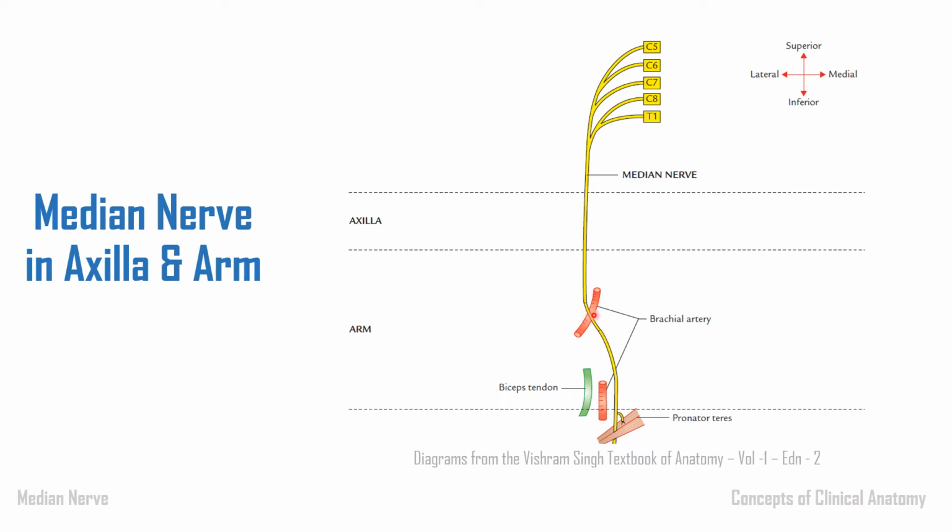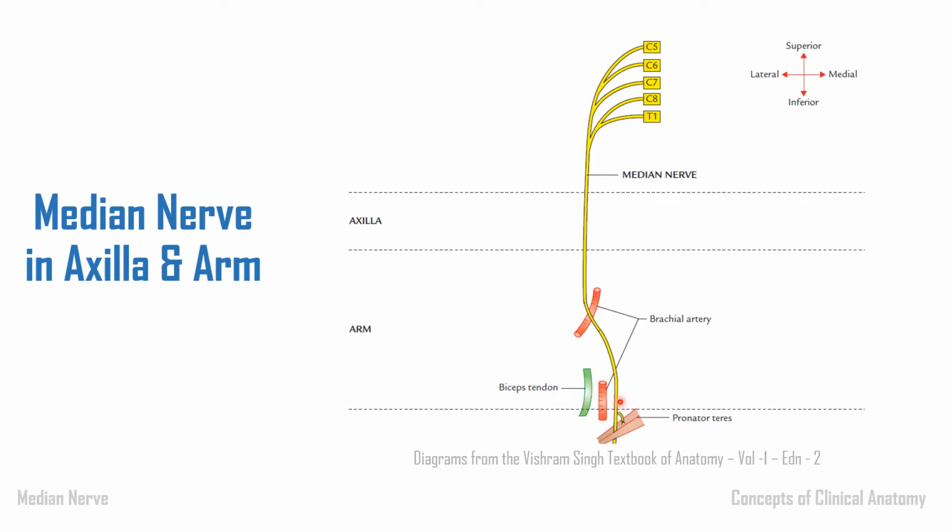In the middle of the arm, at the level of insertion of coracobrachialis, the median nerve crosses the brachial artery in front and comes to the medial side. From lateral to medial, the median nerve crosses at the level of insertion of coracobrachialis. After that, it runs downwards and enters into the cubital fossa. In the cubital fossa, this is the medial most structure.